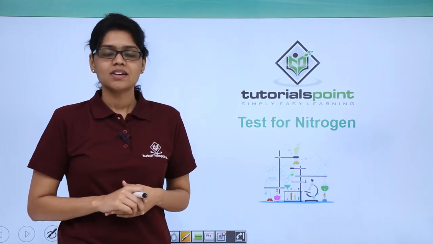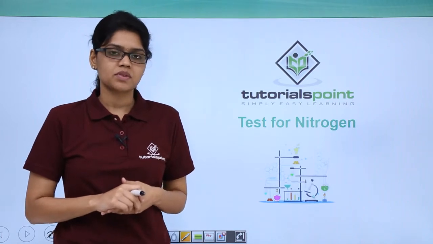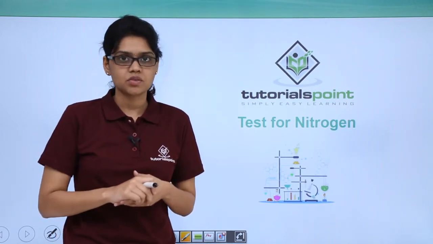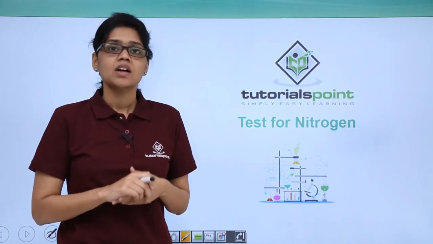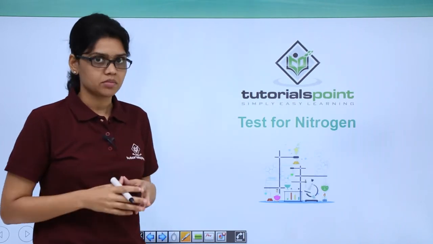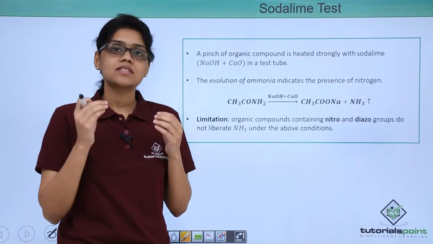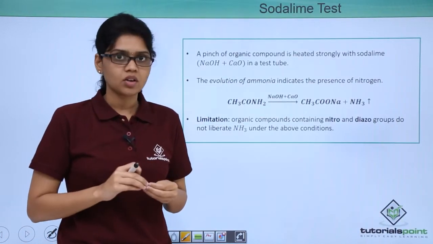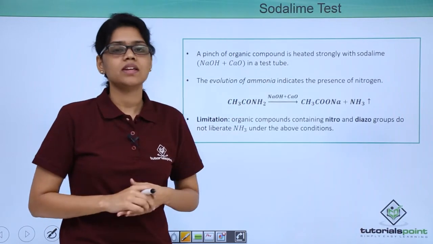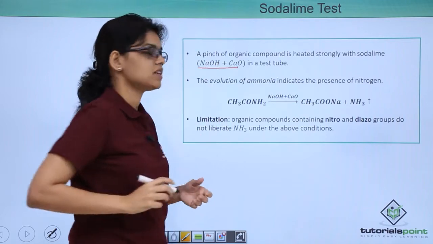Hello everyone. In this video we are going to study the various confirmatory tests used for the presence and confirmation of nitrogen in our organic compound. One of the oldest methods for confirming nitrogen was called the soda lime test. In this test, we simply take a pinch of our organic compound and heat it strongly in the presence of soda lime, which is nothing but NaOH plus CaO.